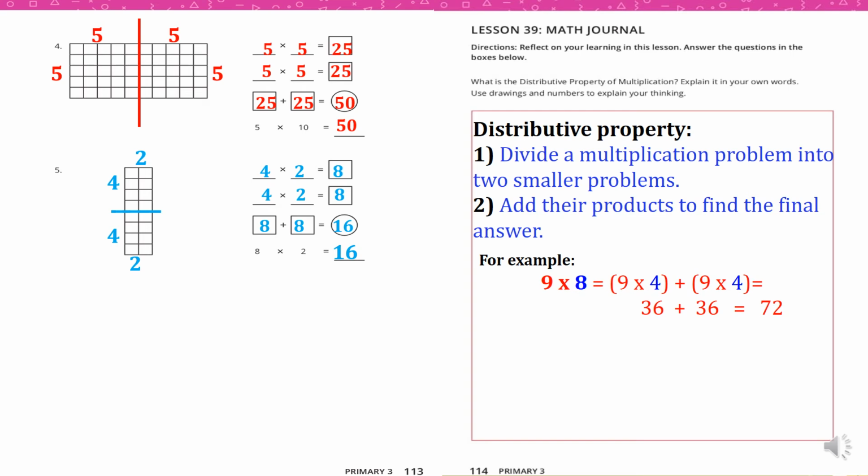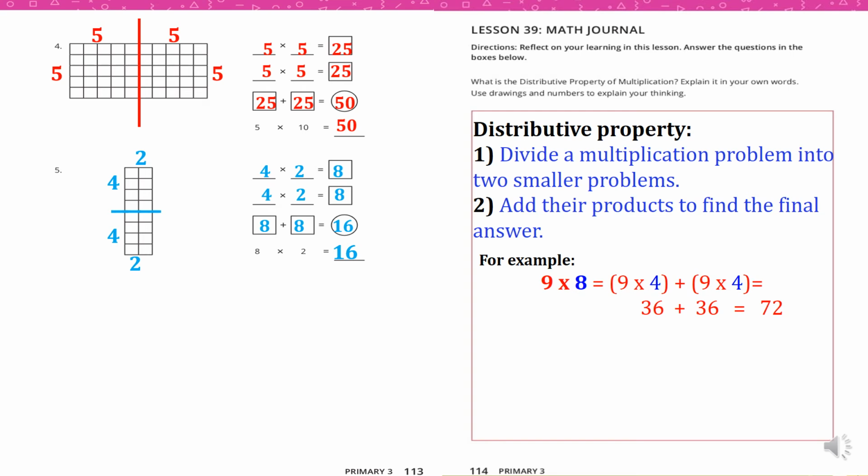Our math journal. Reflect on your learning. Answer the question. What is the distributive property? Distributive property of multiplication. I will say that distributive property is dividing a multiplication problem into 2 smaller problems.